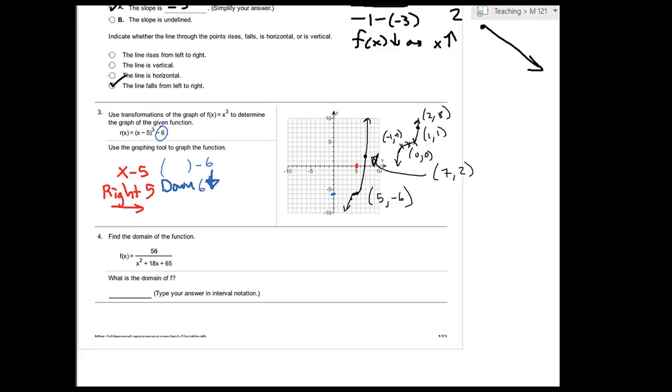Cool. Find the domain of this function. We're going to take x squared plus 18x plus 65 and set that equal to 0.